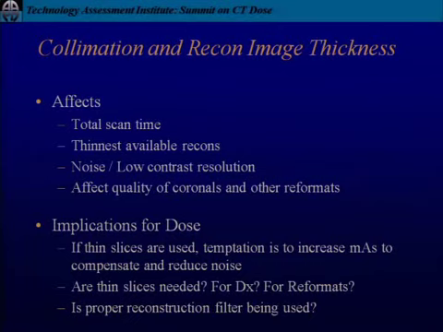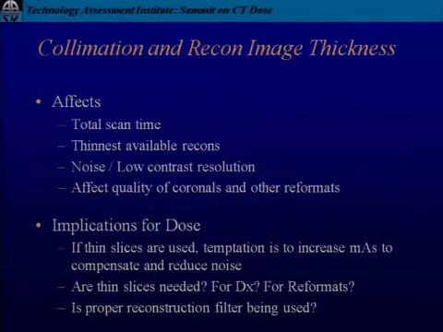The implications of dose, I'm going to echo what Jim said. If thin slices are used, the temptation is to increase the mAs to compensate and to reduce the noise. Okay? When they're using thin slices, they may look at the image and say, that's too noisy, and may try to compensate by increasing the mAs. It's a real temptation.